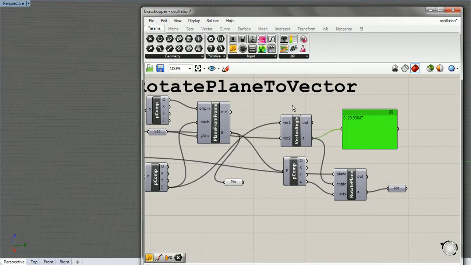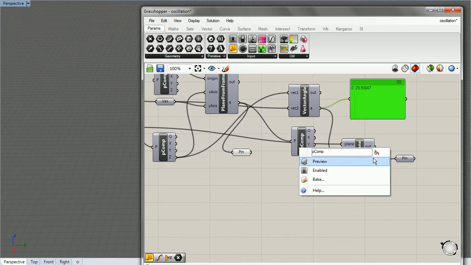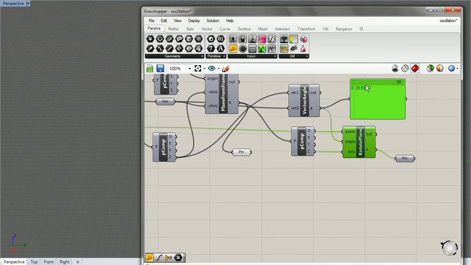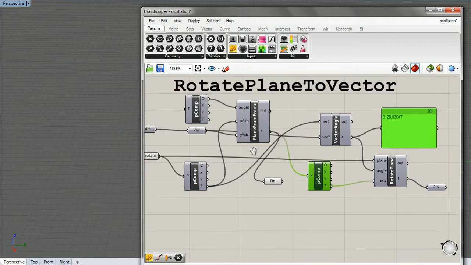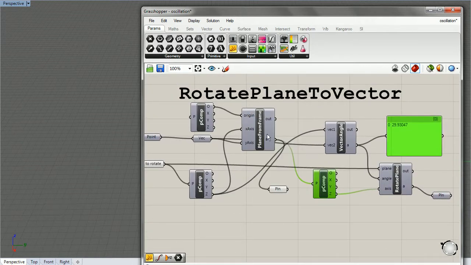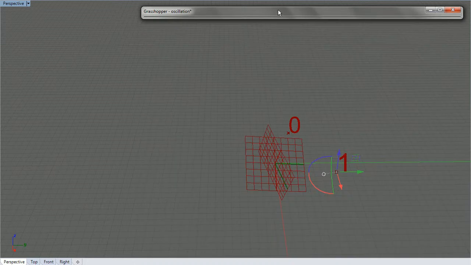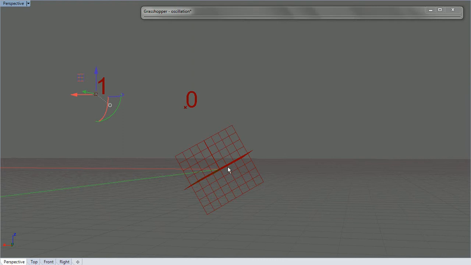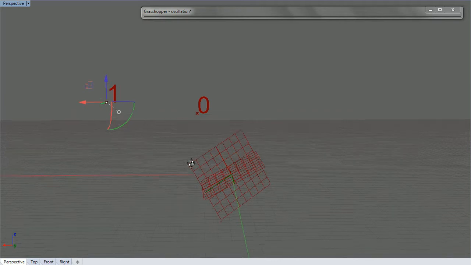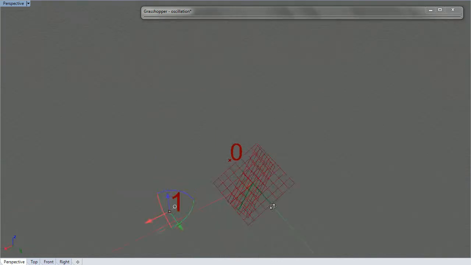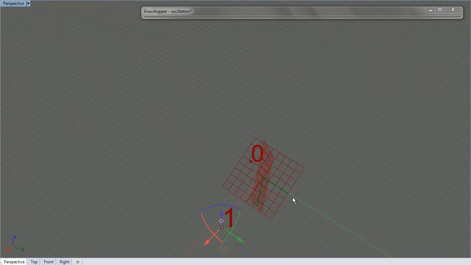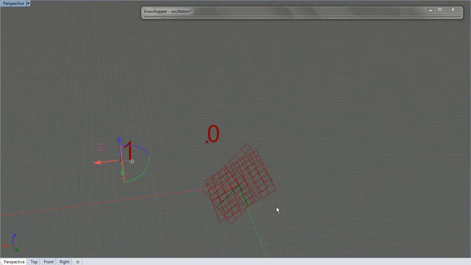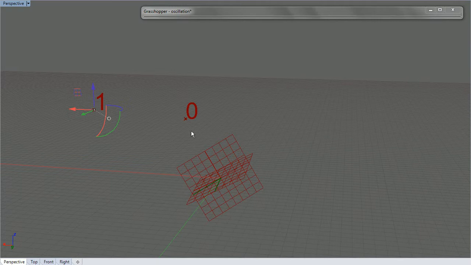So that's our vector angle, and so now we rotate the plane based off of this angle and the axis, the z-axis of our plane from frame. So our plane from frame is this, and so it will rotate this plane according to this axis, the z-axis of this plane, and so this will be pointed towards 1.